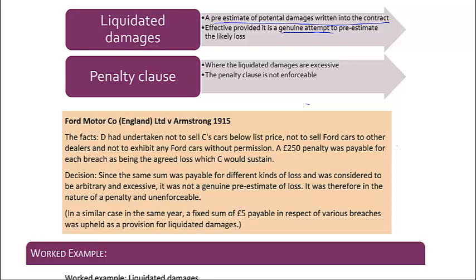Now, the court looked at this contract and they said, well, this penalty was not a genuine pre-estimate of damages because this penalty was the same no matter what sort of breach had been committed. Didn't matter which car, didn't matter whether he'd sold it to someone else or he'd sold them at below list price. Therefore, it couldn't be a genuine pre-estimate of loss. Therefore, it was a penalty clause and unenforceable.